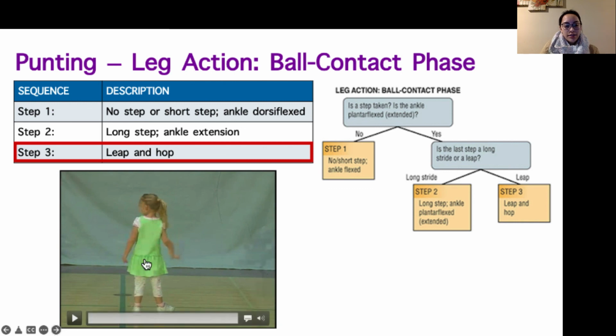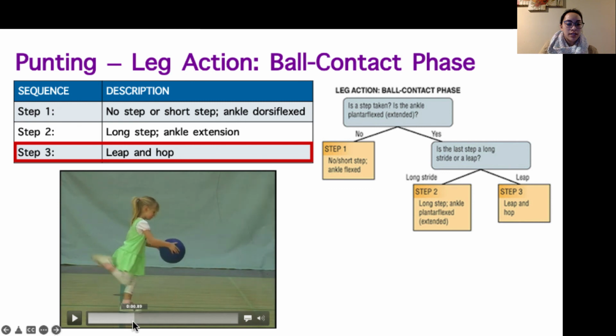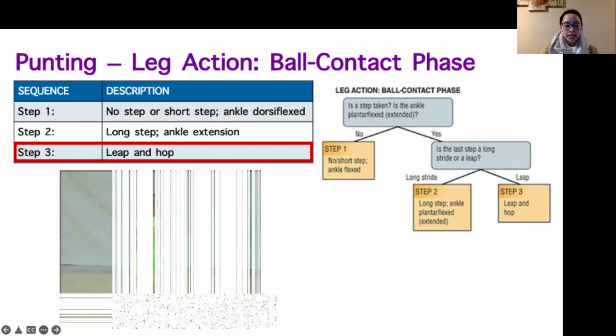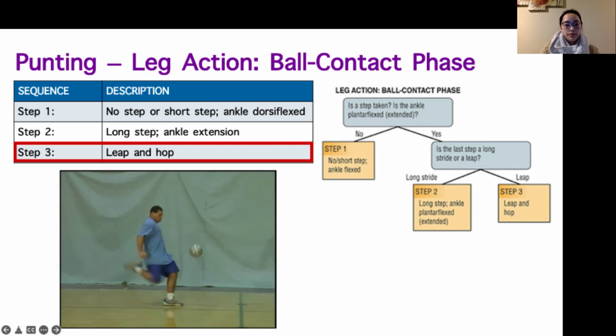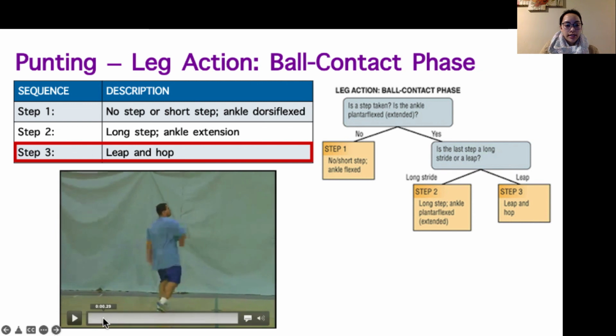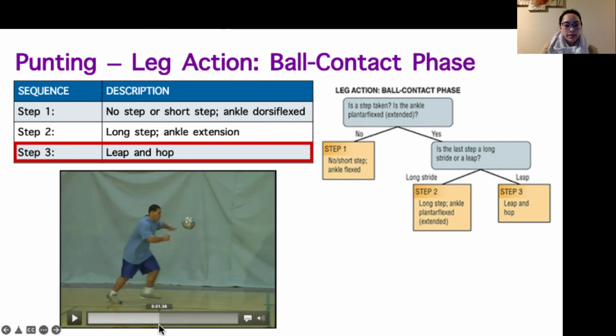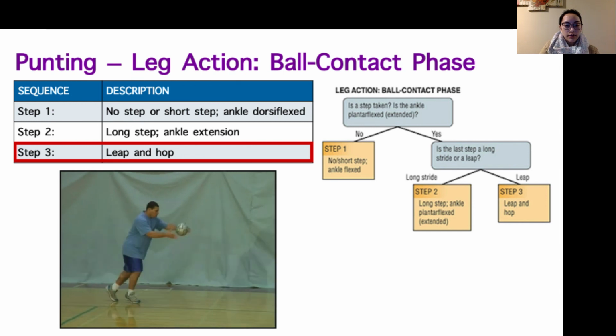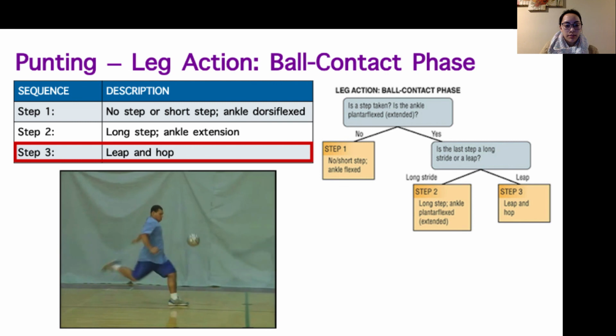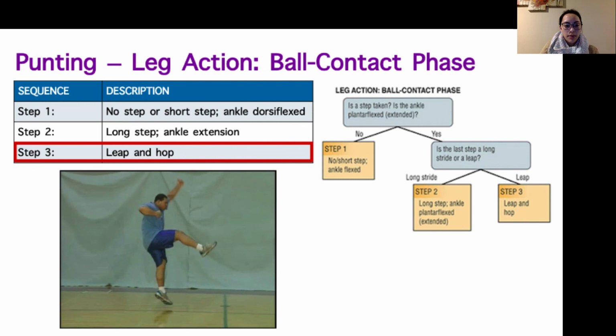So in our proficient punting example, I would say she's definitely step 1, because if you look at her feet, she doesn't take a step before the kick actually happens. Okay, so that one's pretty easy to identify. And then for this example, for our proficient kicker, he's definitely at a step 3. So we can see from his run, there's a leap onto that left foot, and then a hop after the ball contact.